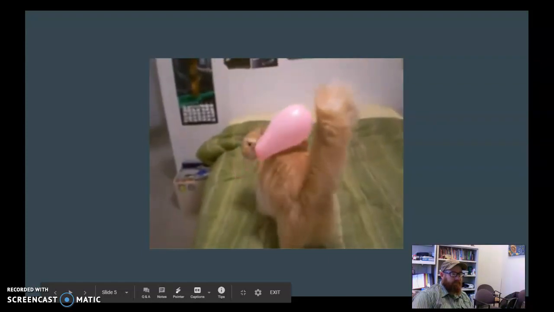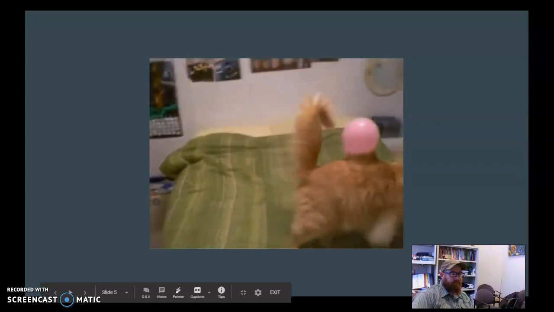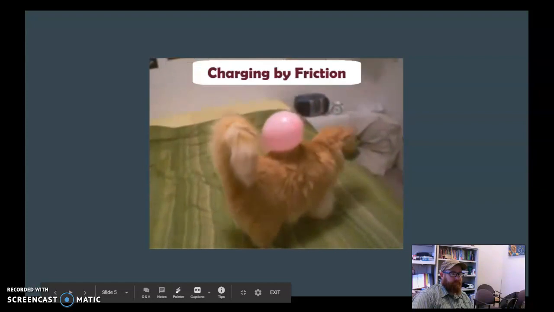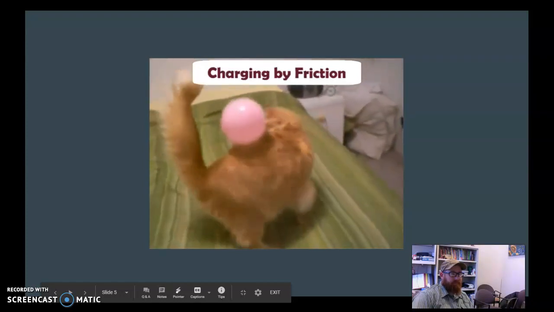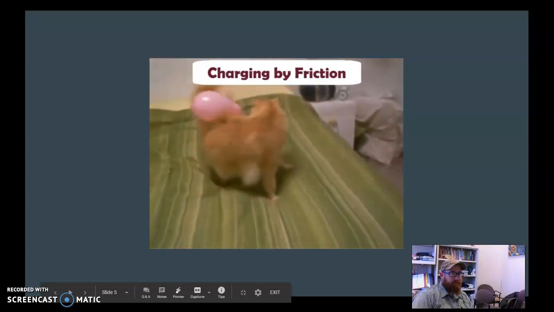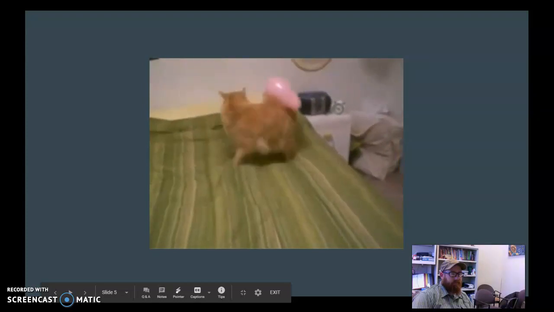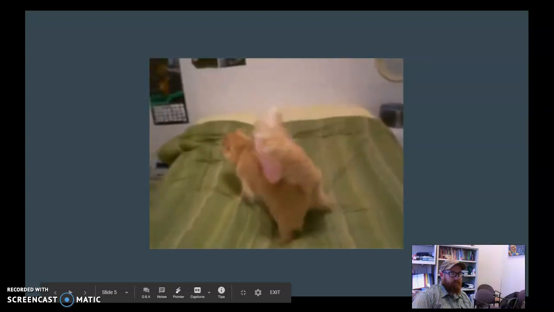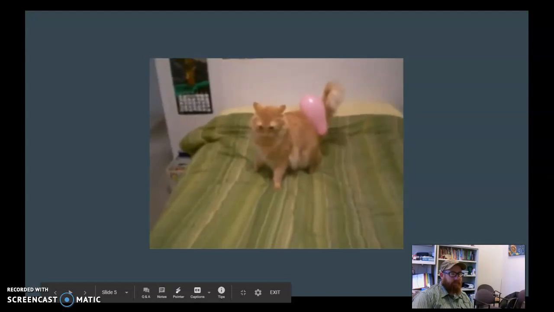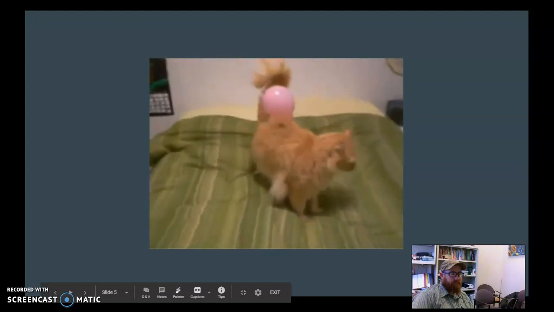There are three ways that objects can acquire a net charge. What we see here is an example of charging by friction. Electrons are being transferred by friction when one material rubs against another. Because electrons are lost by one material and gained by the other, the objects now have opposite charges and attract.